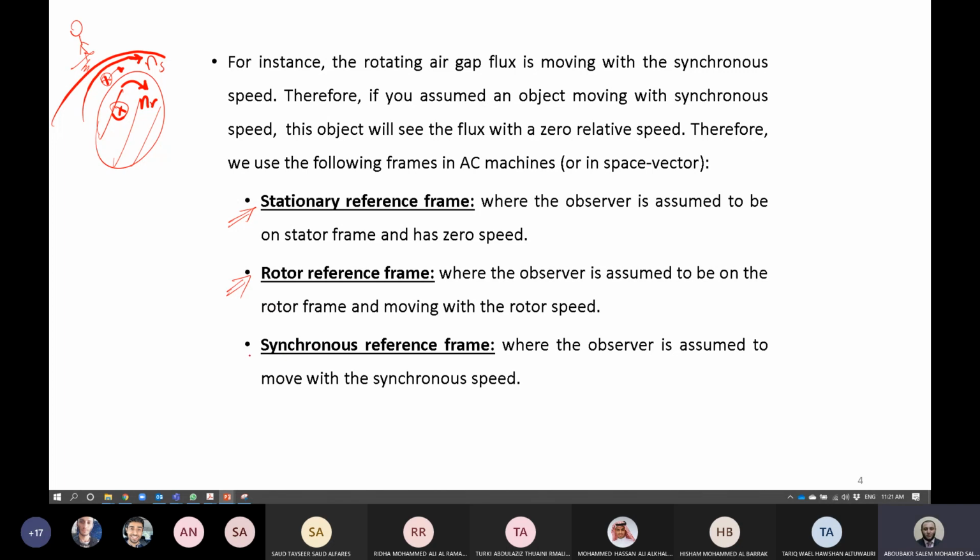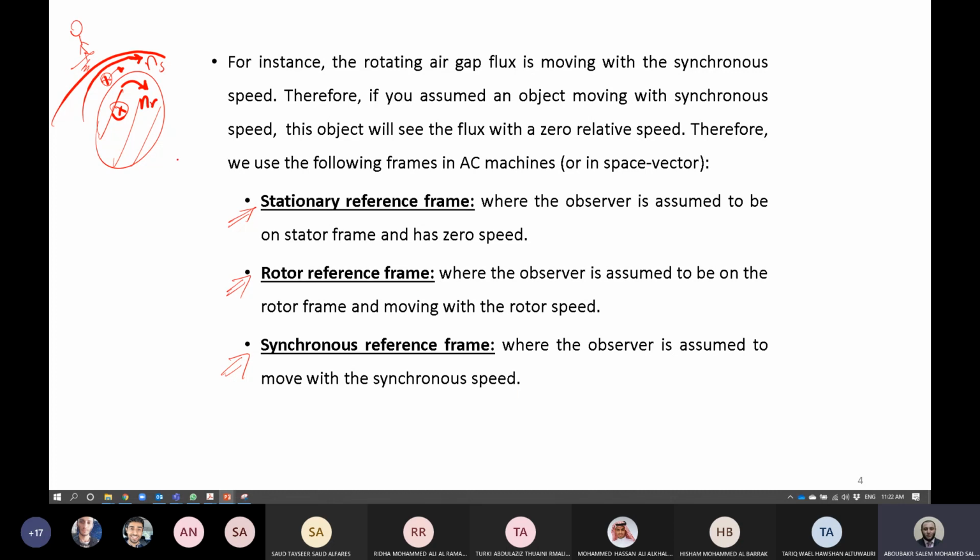The last reference frame is called the synchronous reference frame, and these are the most well-known 3 reference frames used for induction motors. طبعا in synchronous motors شباب, we don't need rotor reference frame, because in synchronous motor all of the parameters are function of the synchronous frequency or synchronous speed. So no need to use rotor reference frame in case of controlling synchronous motors. However, in case of controlling induction motor, you can use any of these 3 frames. Right. So synchronous frame شباب, where the observer is assumed to move with the synchronous speed.